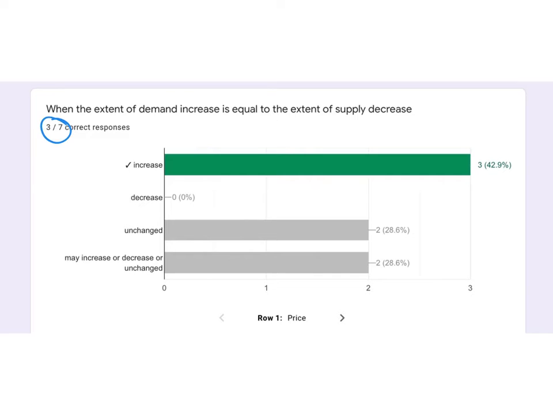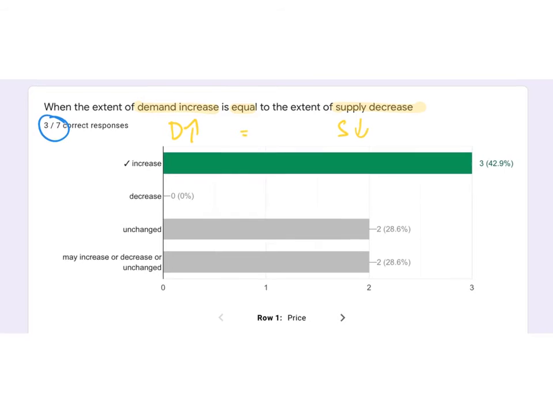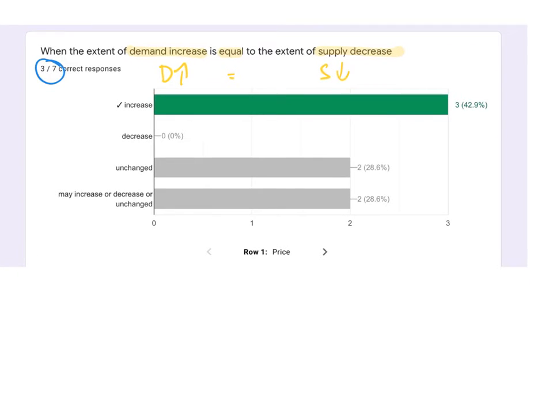Okay, so now this question also has a pure result. Let's check the information here. It says that the demand increase equals the supply decrease. Okay, so translate it into symbols: D up equals supply decrease. I don't know which one remains unchanged, which one increases or decreases. So let's simply draw a diagram.